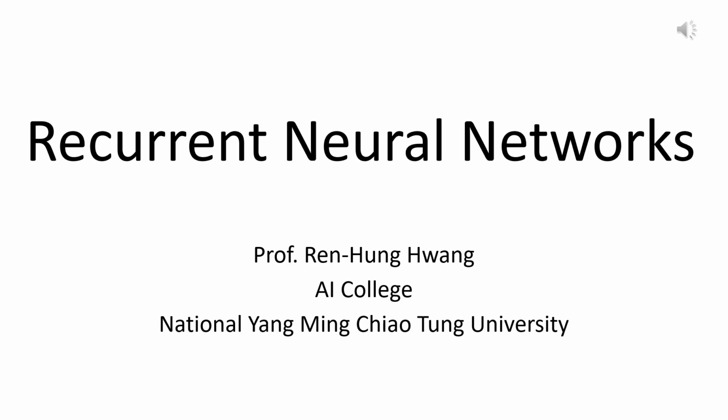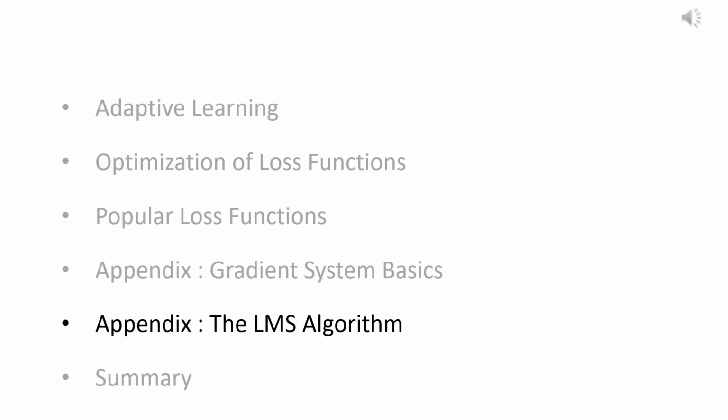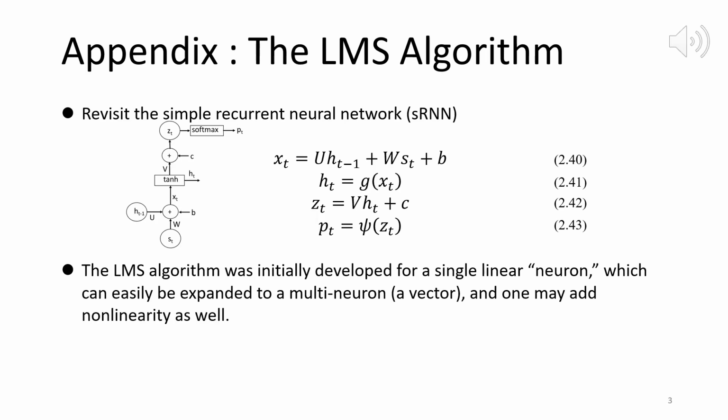Let us continue our course on recurrent neural networks, Chapter 2, Appendix 2. In this section, we introduce the least mean square algorithm. Recall that we have defined a simple recurrent neural network in previous sections. Equations 2.40 to 2.43 define the simple recurrent neural network. Its architecture is shown in this page and next page.